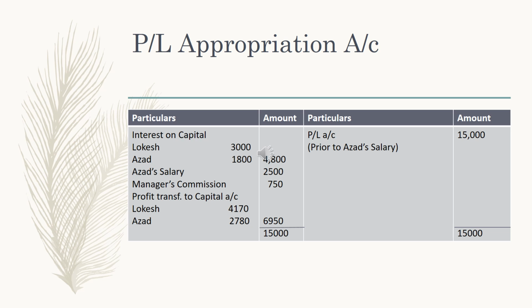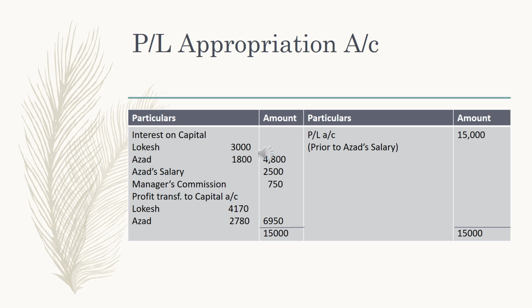Then on the credit side you see the P&L account, which I have written, which is prior to Azad's salary. This is important because in the question they have given it after charging Azad's salary. So we have got 15,000, of which the working we have shown in our working notes. This is very important to show where you got your 15,000 from. Then manager's commission is 750, which is 5% of 15,000.